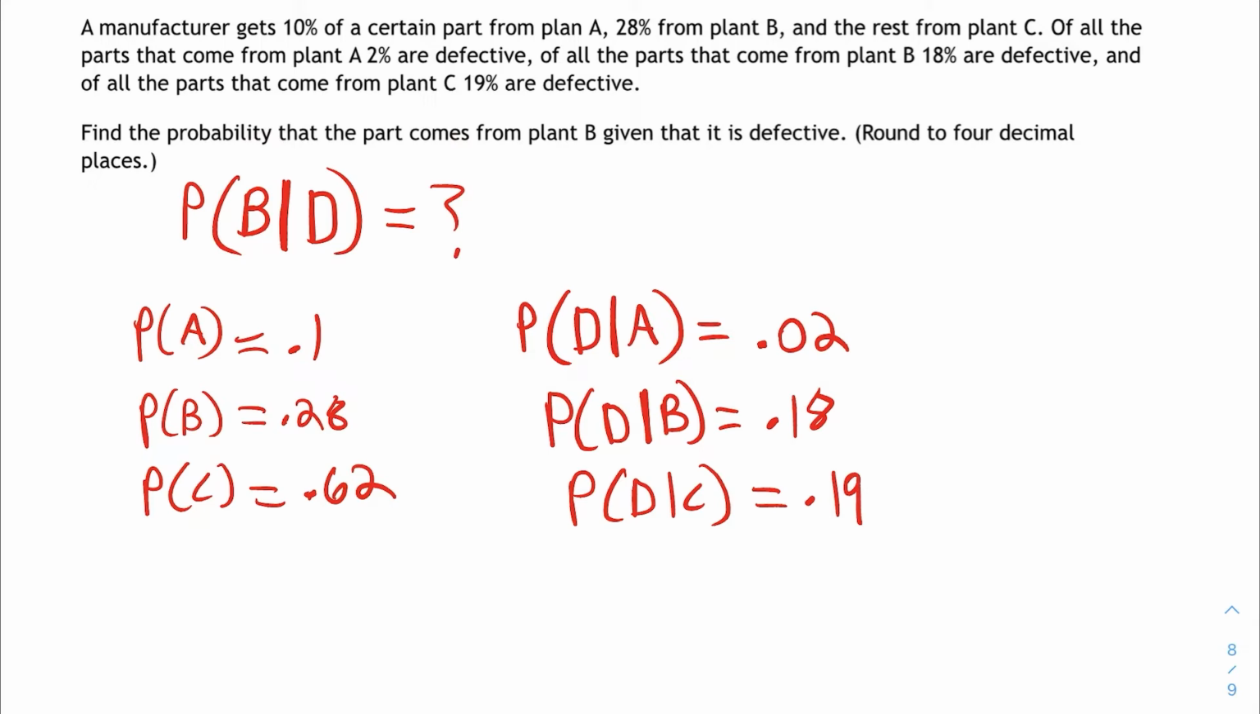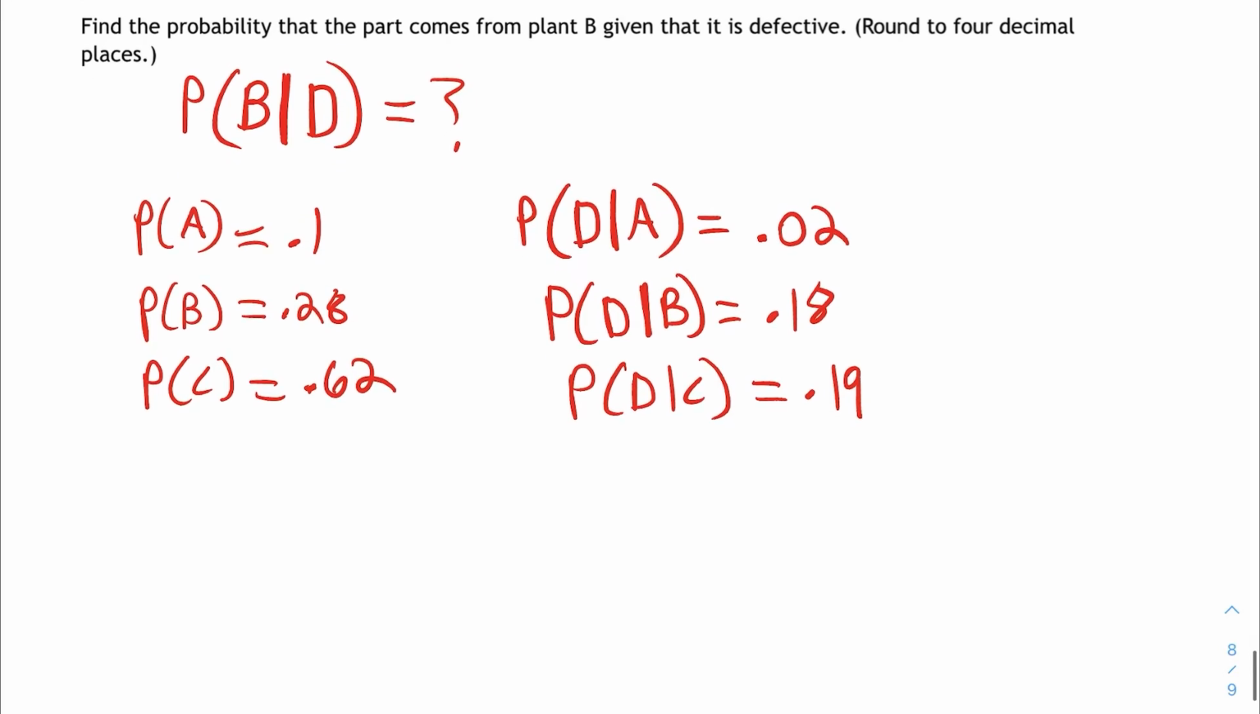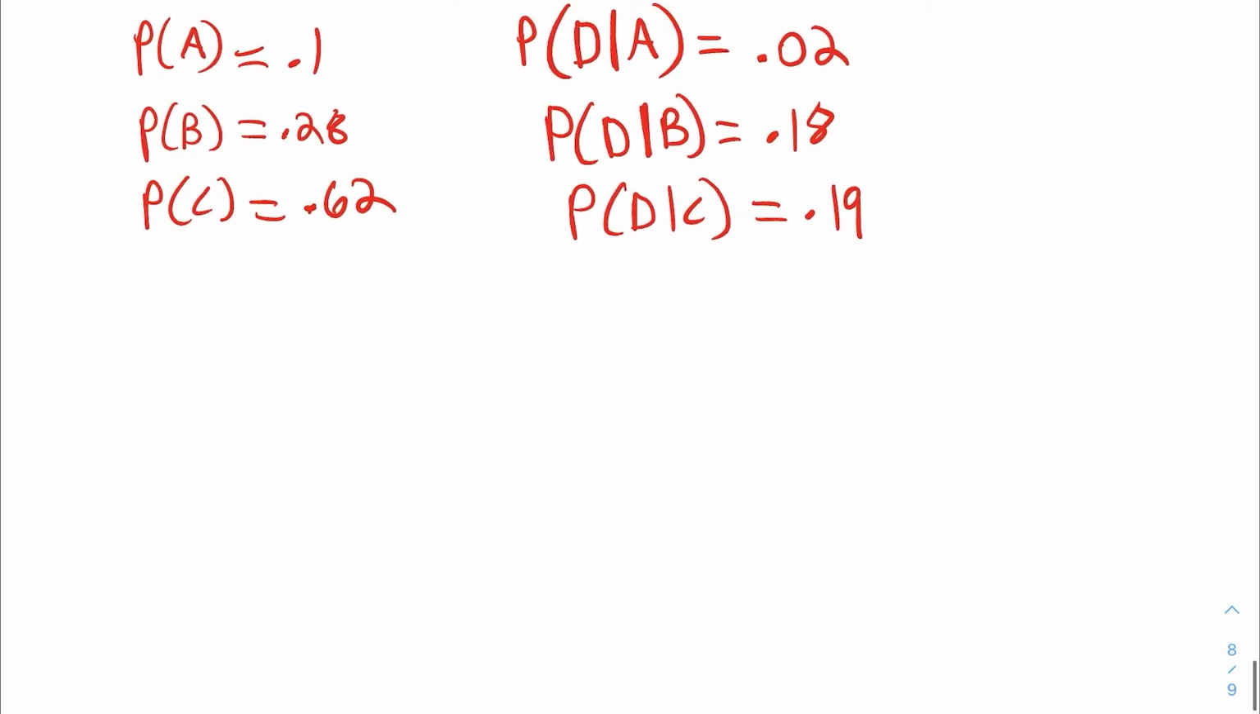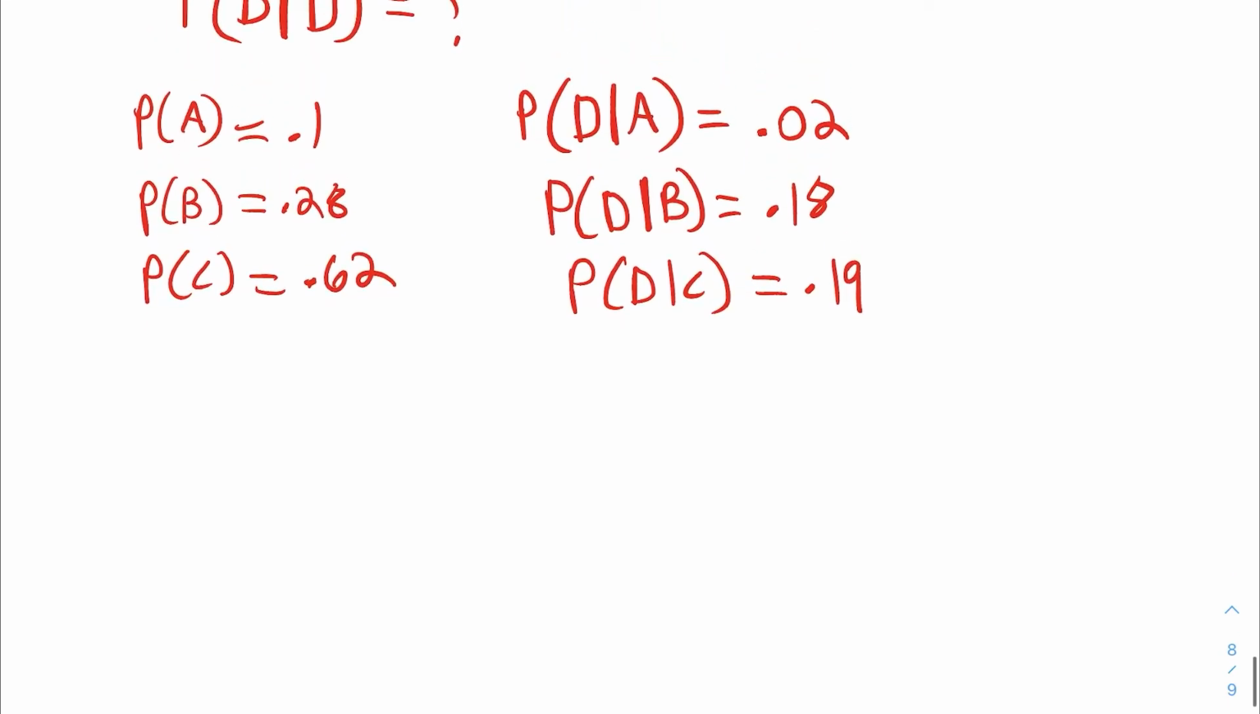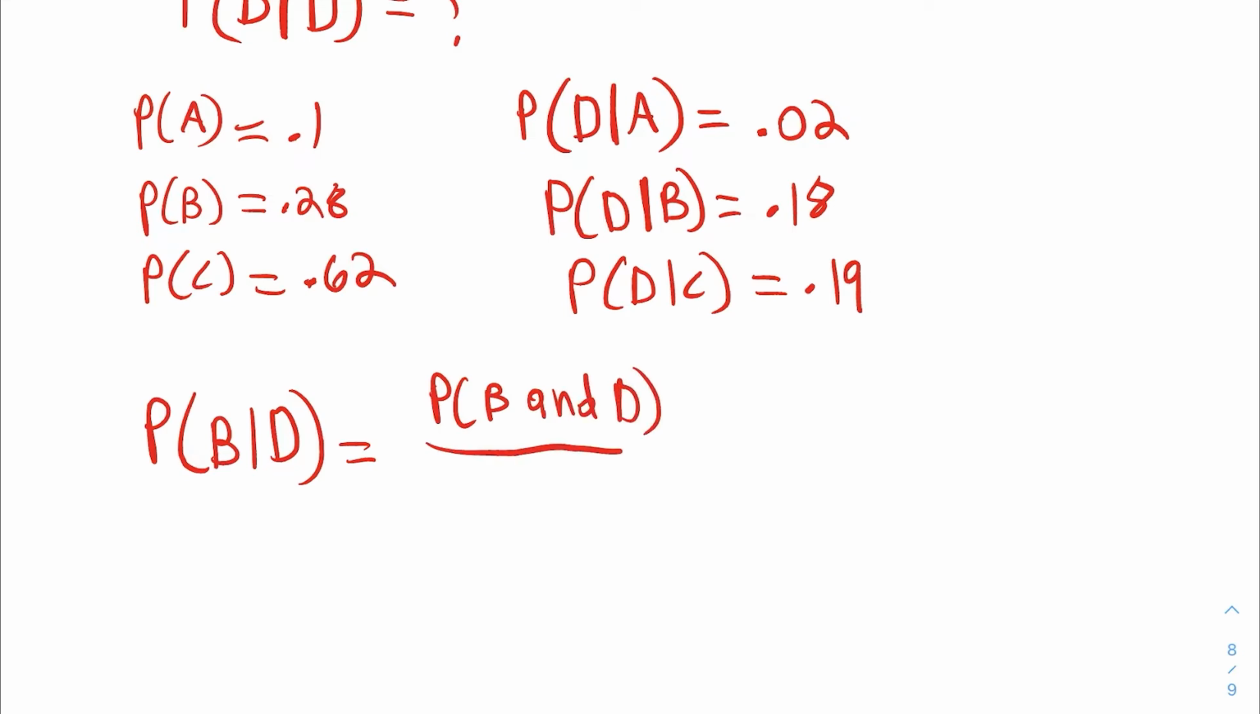I notice that the probability they're asking me to find is an inverted probability of this one. They're asking for B given that it's defective, and I know the probability of being defective given it came from B. So it's an inverted probability, and we're going to use Bayes' theorem. First, let's look at what they're asking for. They want the probability of B given D, which by definition is the probability of B and D divided by the probability of D.